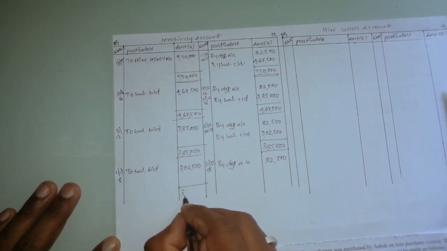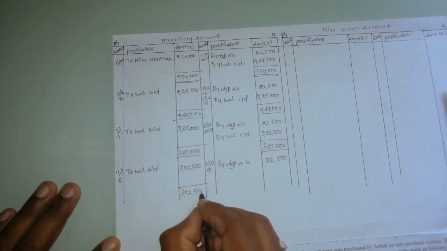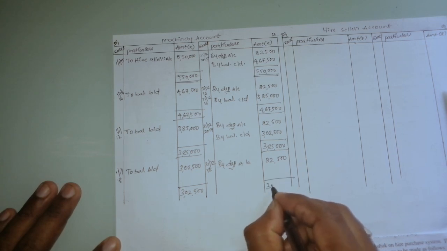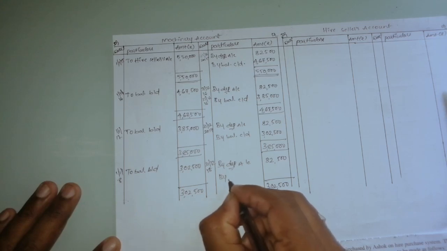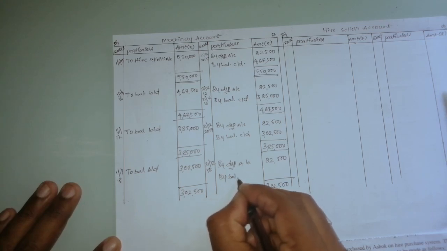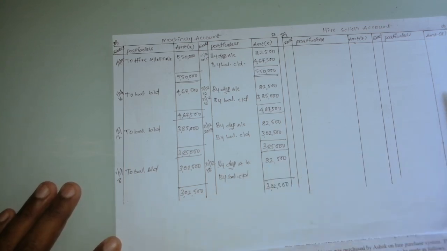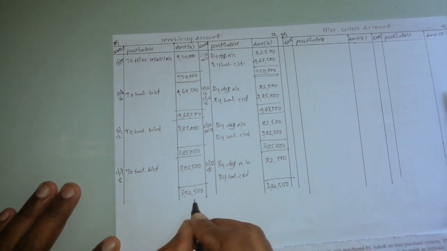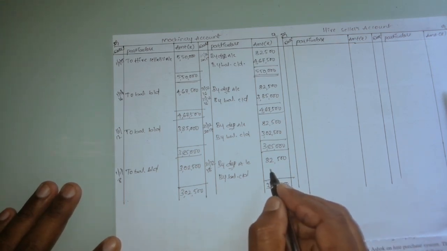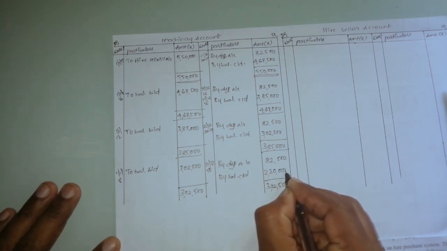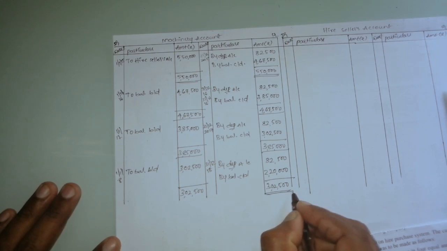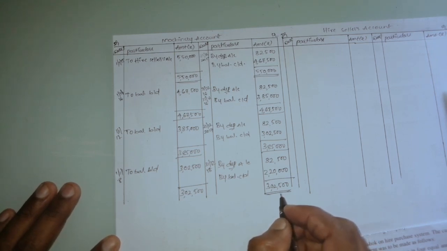Close the account. 3,02,500. By balance carry down, how much? 3,02,500 minus 82,500, 2,20,000. That's it. The machinery account is closed.